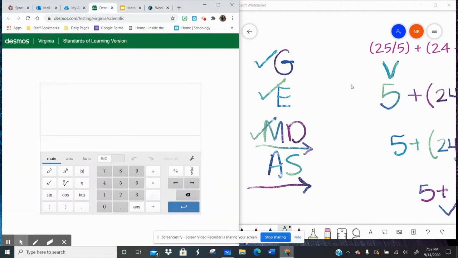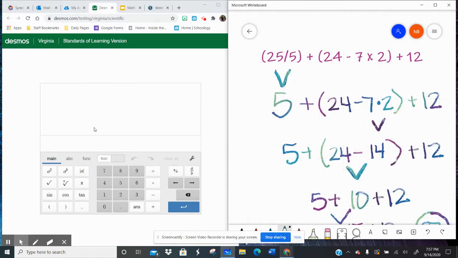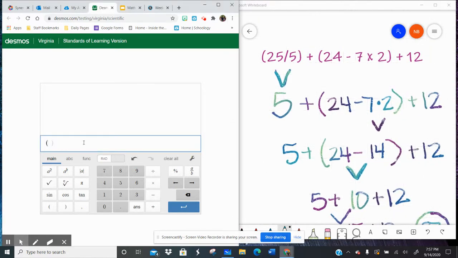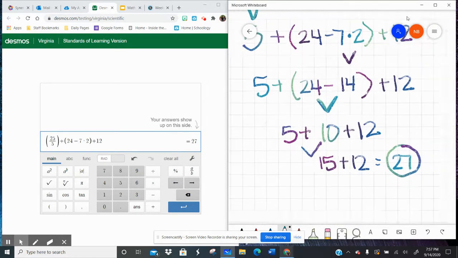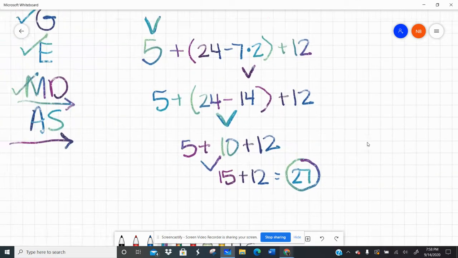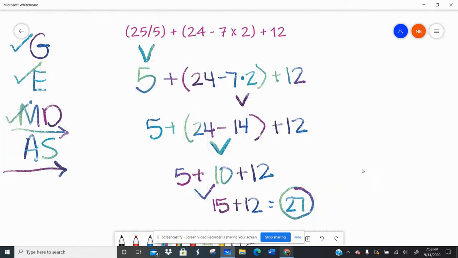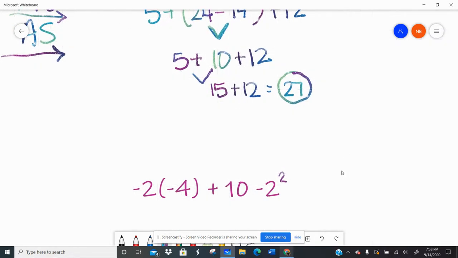I knew I had it up. All right, so let's look at our original problem. I can do 25 divided by 5. It's going to throw that fraction bar in there. I want to get out of it and close that parenthesis. Plus 24 minus 7 times 2 plus 12. And look at that, 27, 27. So you can check your work using that Desmos calculator just to make sure you're on the right track.